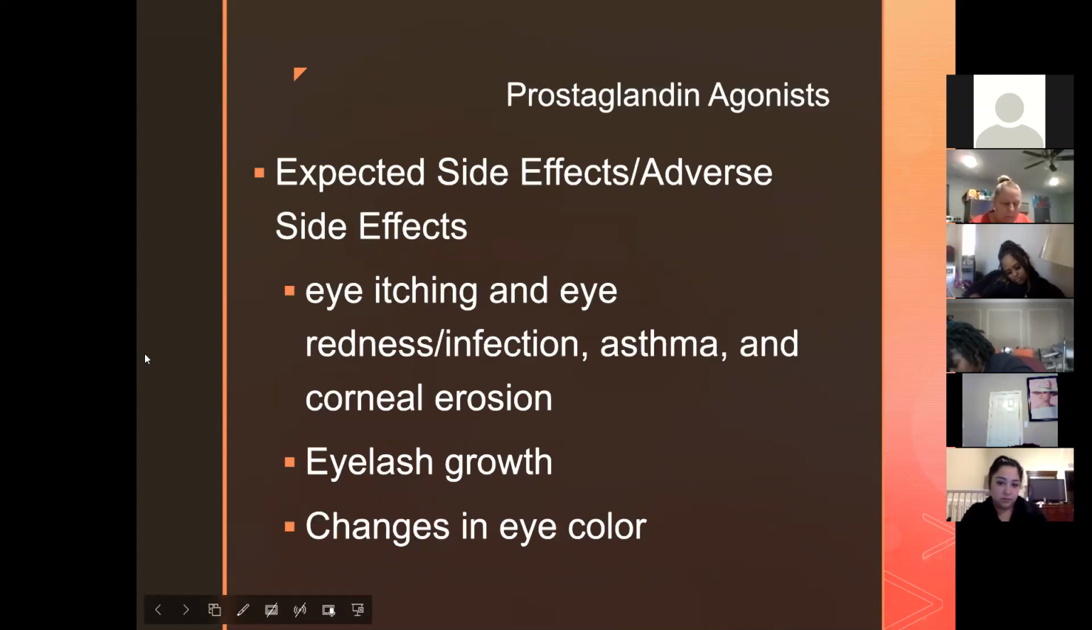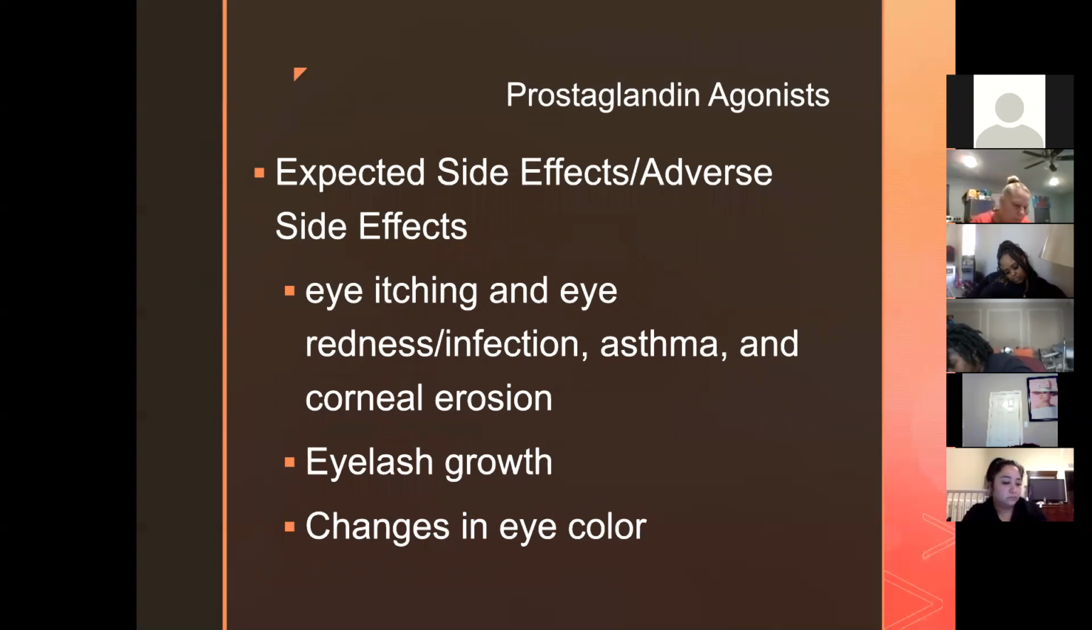If you are giving these medications, you need to remind your patient and be mindful of the fact that there are some expected side effects or adverse side effects, which would be eye itching, redness, infection, maybe a little bit of asthma, some corneal erosion that can happen as well.